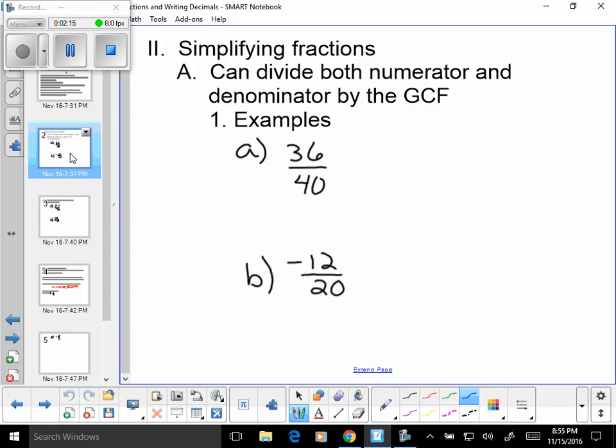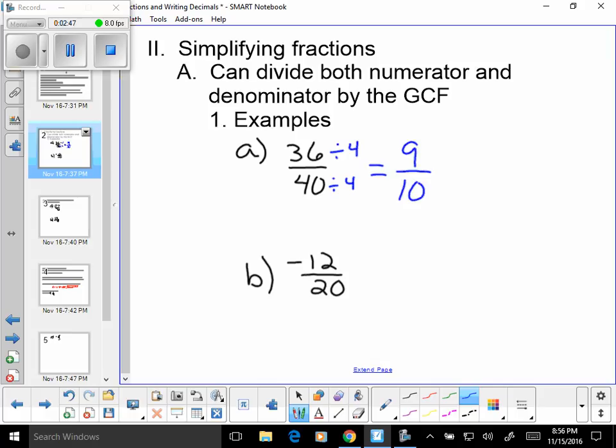I usually tell students, think about factors of 36. If you're going back to basic math facts, 36, the one that we probably all learned was either 4 times 9 or we learned 6 times 6. So then I take a look at my 40. 40 is divisible by 4. It's 4 times 10. So I'm going to use the 4. That will turn out to be my GCF. And I will get 9/10.